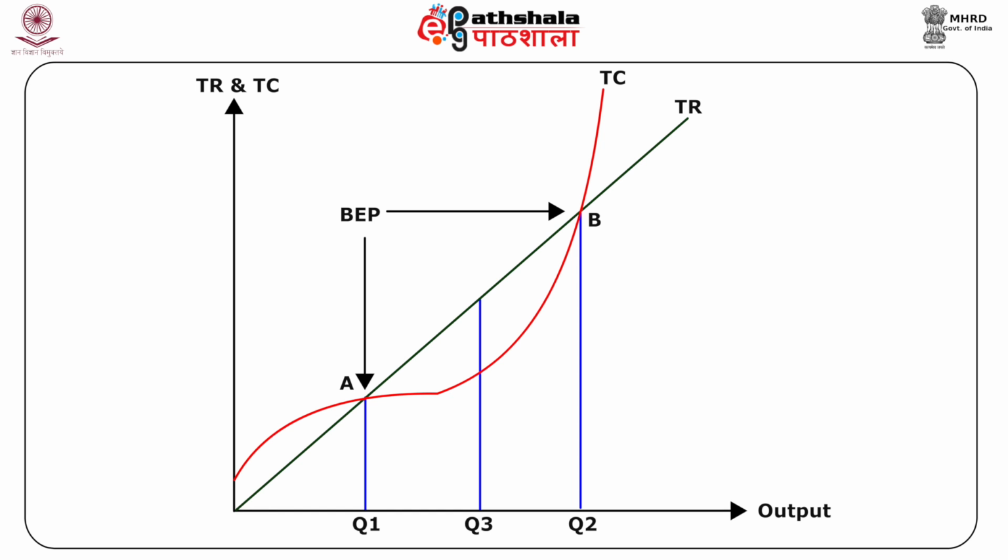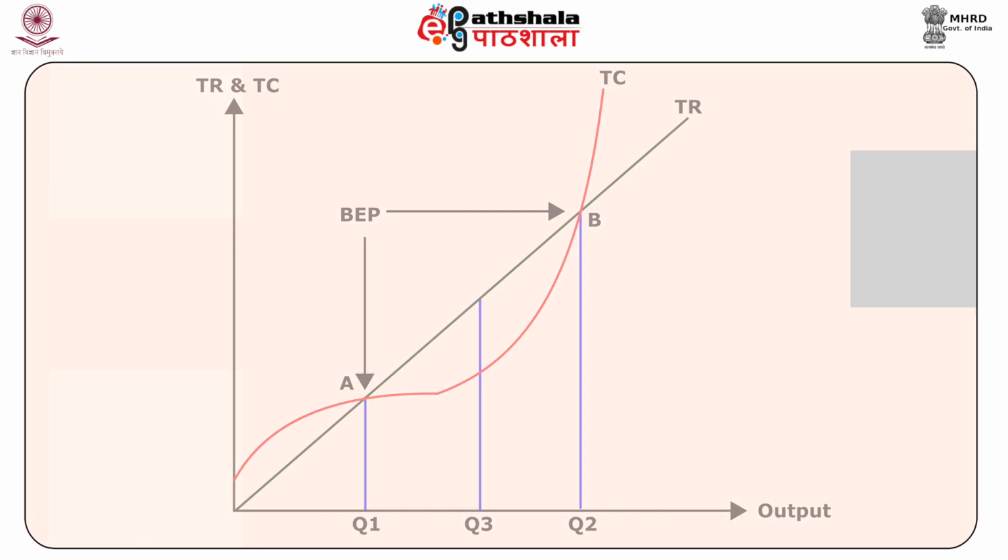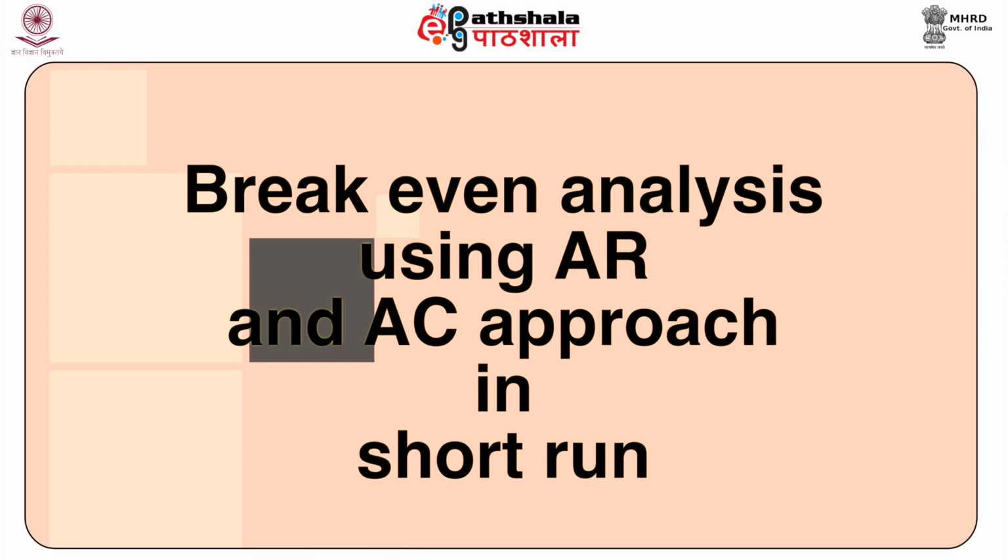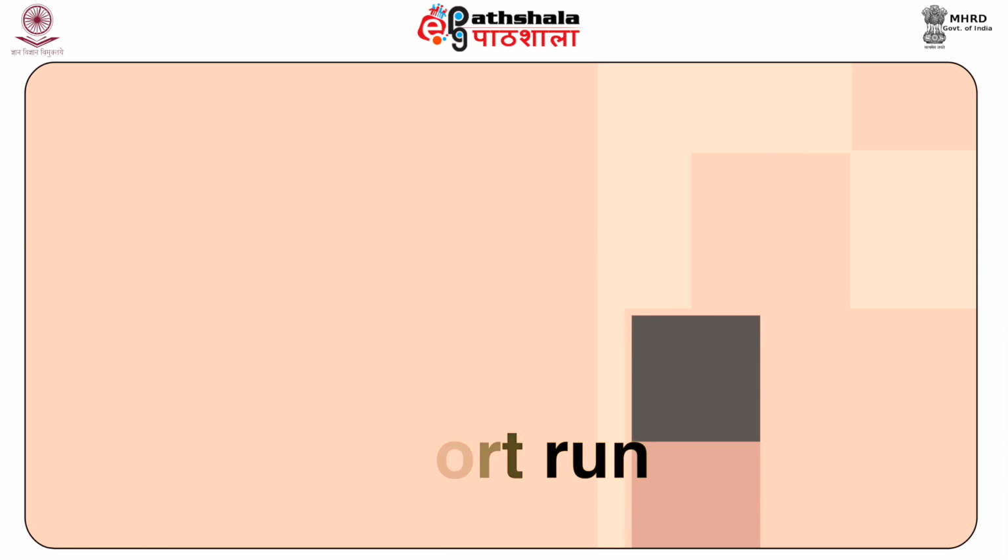A firm will earn a profit if it produces some output that lies between Q1 and Q2. Elsewhere, it will incur losses. Profits will be maximum when the firm produces at Q3 level of quantity, where the gap between TR and TC is maximum. Break-even analysis using AR and AC approach in the short run.